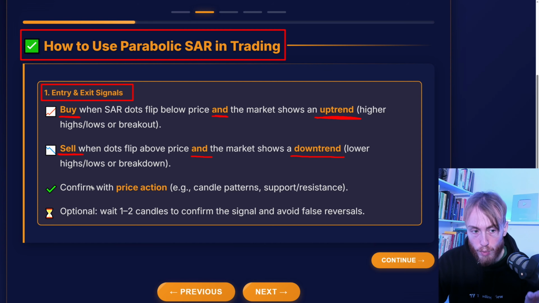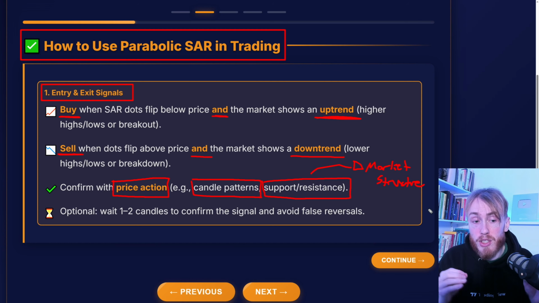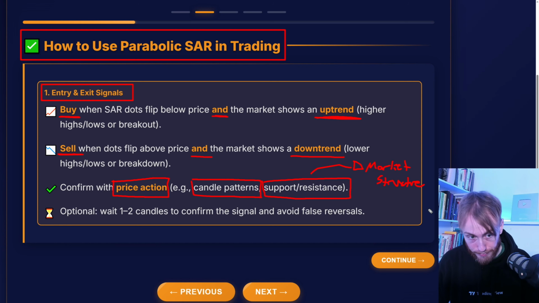But what you also want to do, and this I highly recommend for pretty much all indicators, is confirm with price action. So you can use things like candlestick patterns. You can also use things like static support and resistance. This is, in my opinion, a little bit more on the market structure side, but you can debate whether this is price action or market structure. Nonetheless, you do want to use both price action and market structure combined with the parabolic SAR.